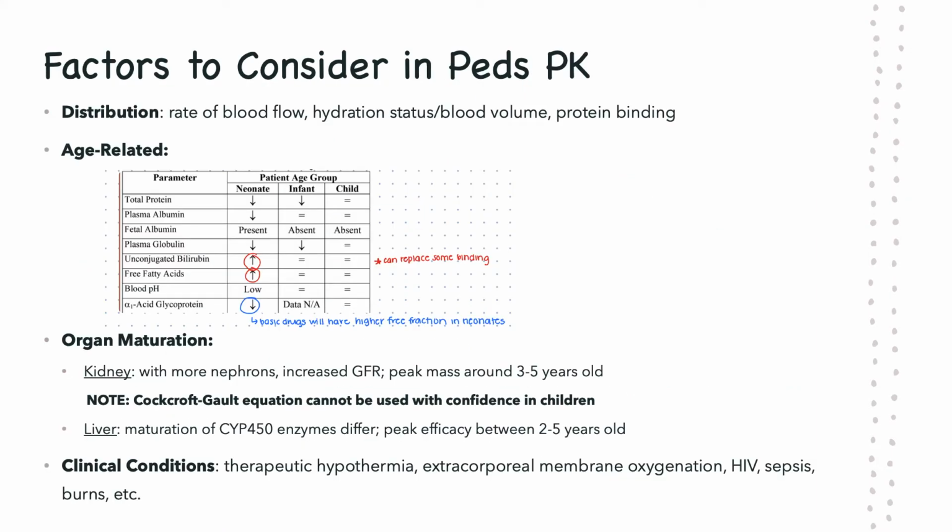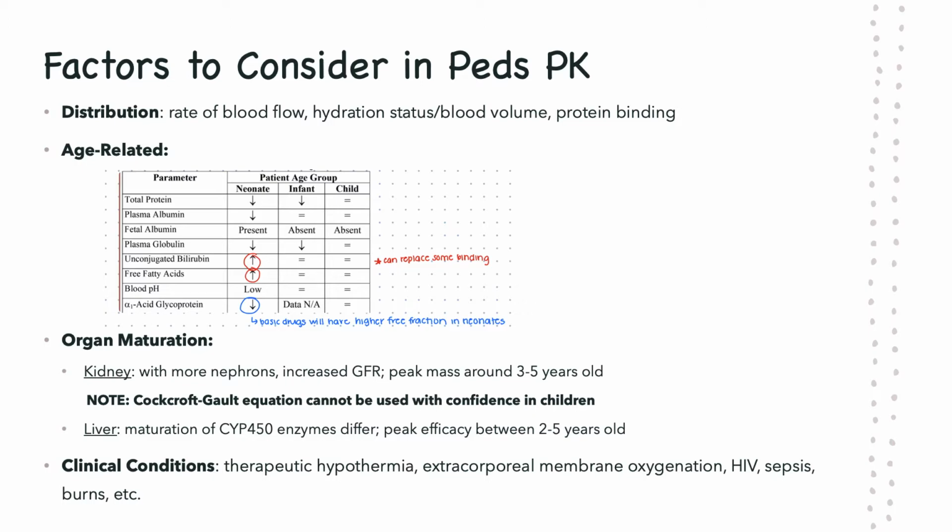Some factors to consider in pediatric pharmacokinetics include distribution, which includes factors like rate of blood flow, hydration status, blood volume, and protein binding. Protein binding is affected by things like pKa, partition coefficient, molecular size, whether or not it's fat soluble or water soluble, and body composition. So newborns are mostly water and have very little protein or fat, which means that polar drugs will have an increased volume of distribution. Further, this means that this will end up in decreased drug concentrations compared to adults. Other factors include membrane permeability, tissue barriers to penetration, and concentration gradients.